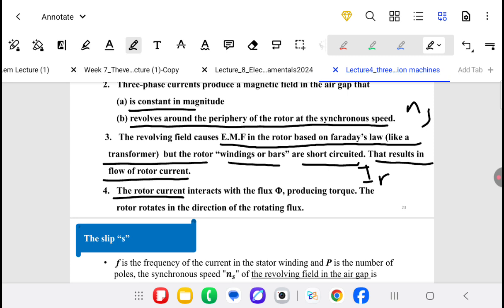The rotor current interacts with the stator flux, producing torque. The rotor rotates in the direction of the rotating flux at a speed which is lower than the synchronous speed and is called N motor.